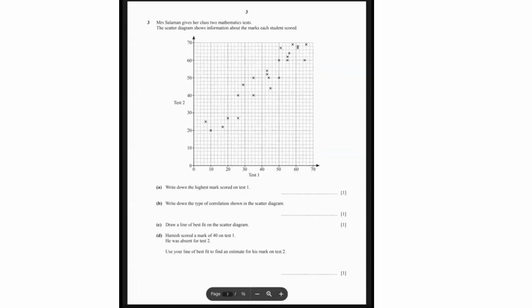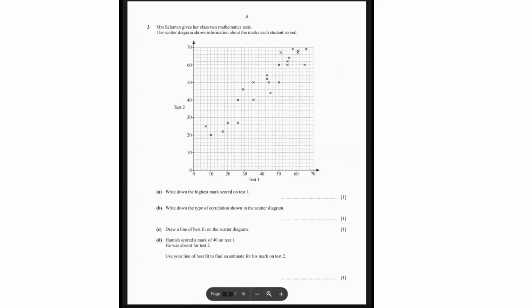Question 3. Mr. Solomon gives a class 2 math tests. The scatter diagram shows the marks each student scored. How do we understand this? Each dot represents a student. Let's say this student here, this poor fellow. If you read off, this is 7 marks. So the student scored 7 marks for the first test and 25 marks for the second test. The coordinates reflect the respective marks of the tests. That's how you understand it.